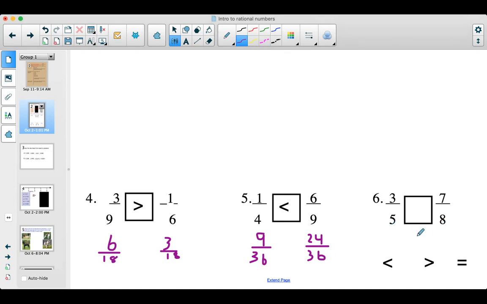Okay, if we look at 5 and 8, the lowest number that 5 and 8 both go into is 40, which again you get just by multiplying 5 times 8. So I got 40 on the bottom. To get from 5 to 40, I have to multiply by 8. So 3 times 8 is 24. To get from 8 to 40, I multiply by 5. So 7 times 5 is 35. Okay, so now that the bottoms are the same, 35 is more than 24, which tells me that 7/8 is more than 3/5.